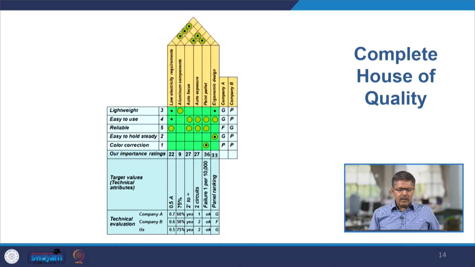So, this is how the complete model will look like. Once a person has a look at the complete model, he or she can easily understand which is the most important item, or which is the most important voice of customer, and accordingly where they should allocate their resources to maximize their improvement, right. So, house of quality is a very powerful method, and this method is used by most of the companies in bringing improvement into their products.